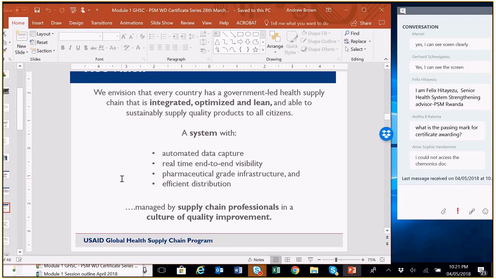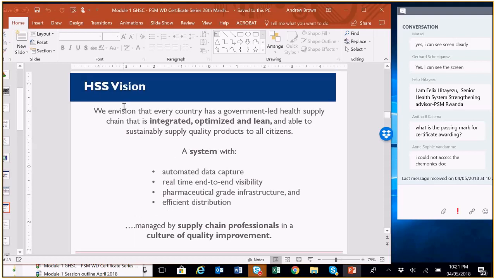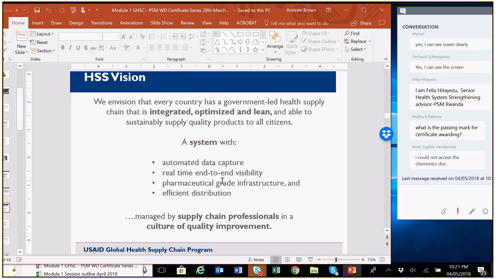We stopped for a minute and spoke with countries and asked them to reflect about what we're trying to do as a project. And we really try to get a situation where we have a vision that countries have a government-led health supply chain that's integrated, optimized and lean, and able to sustainably supply quality products to all citizens. A system with these elements managed by supply chain professionals in a culture of quality improvement.